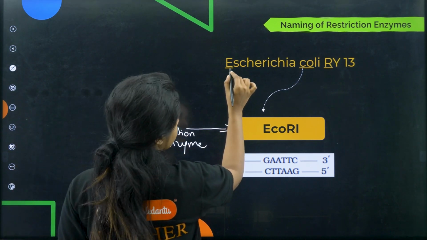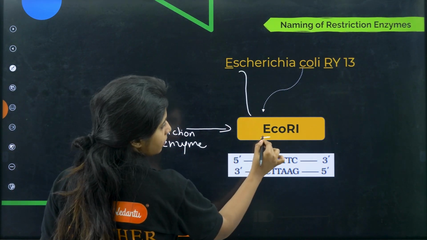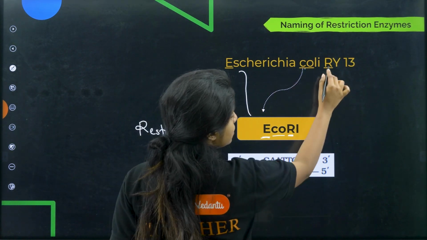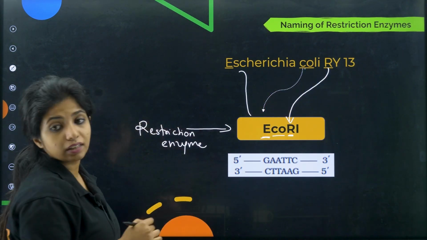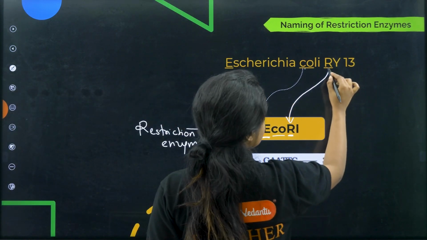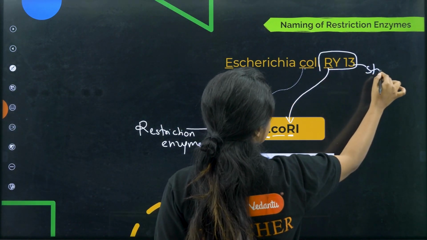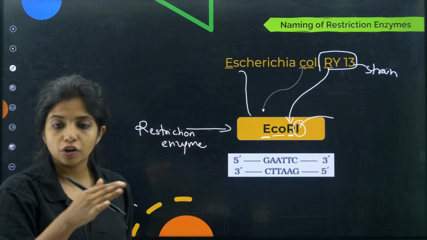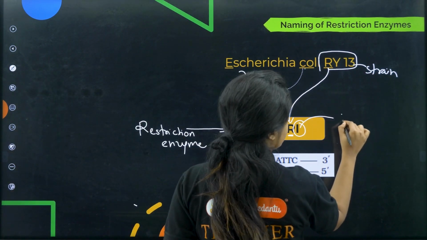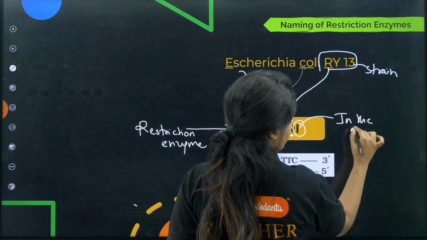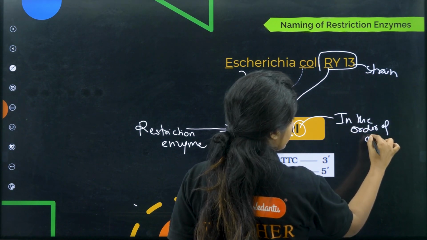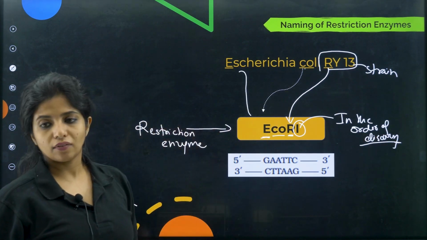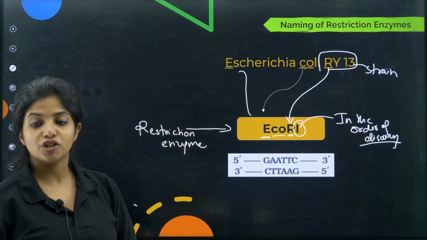I take the first letter of the genus name, E. Then I take the first 2 letters of the species name. Then I take the first letter of the strain; RY13 is the strain. Now the number I, because in the order of discovery I put I, II, III. So this is in the order of discovery. A question has come from this simple thing also: what does CO stand for? CO stands for coli, Escherichia coli.